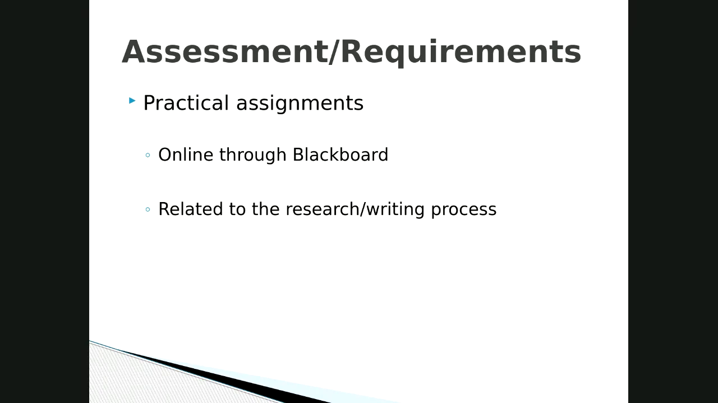So it'll be some things like that that will hopefully give you the chance to practice some of the skills we'll be talking about in some of the video lectures. I'll show you, for example, how to navigate the library's website to find the information you're looking for, and then one of the practical assignments will be related to demonstrating that you can do that as well. And so there'll be a variety of those throughout the semester.